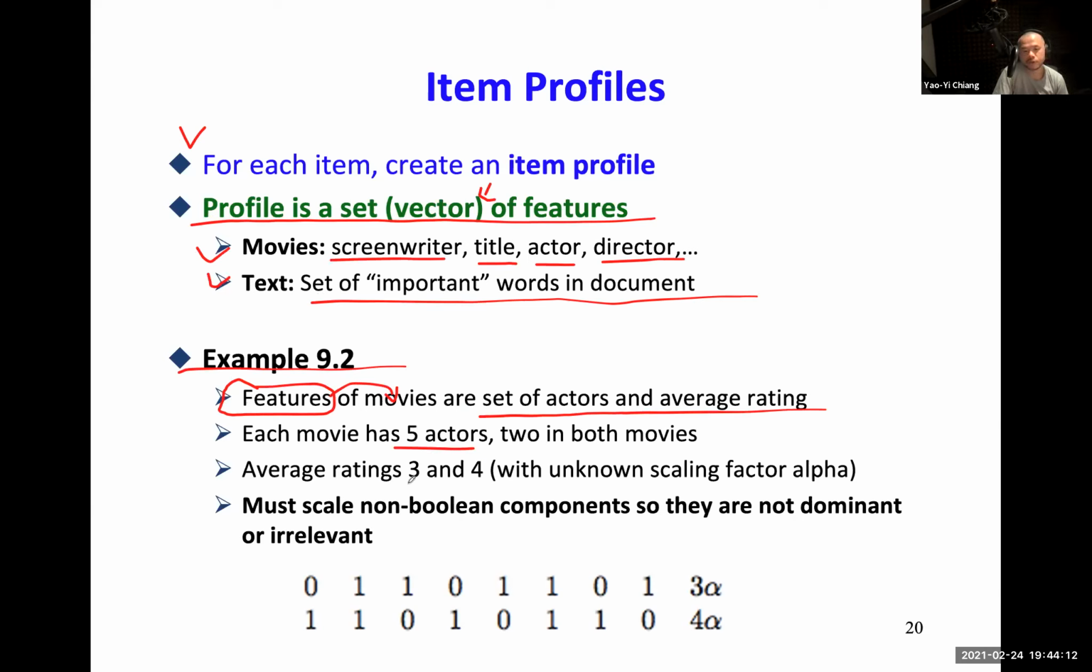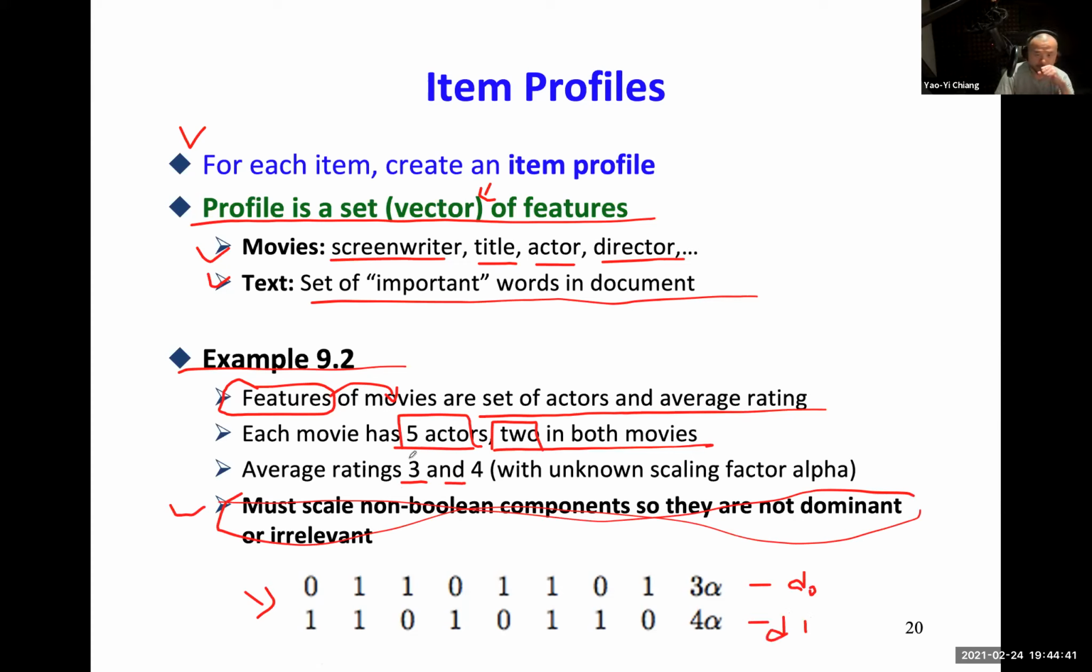We want to create item profile. And for these 2 movies, they each have 5 actors, and 2 actors are in both movies. Average rating is 3 and 4. You want to scale the non-Boolean component, but we are going to talk about this later. Let's just look at this first. So we say we have 2 movies, right? So that means you have 2 item profiles, D0 and D1.